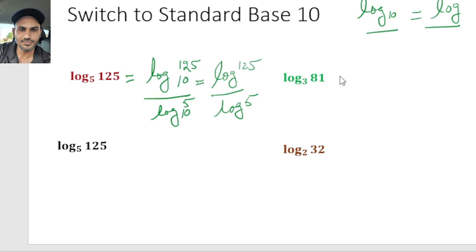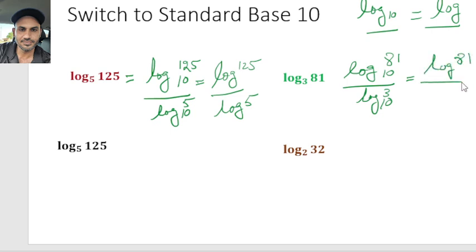So here we are looking at log of 81 with base 10 divided by log of 3 with base 10. And as I said, once we have a base 10, we don't need to write that base. We can just write it as log of 81 over log of 3, because base 10 is the standard base, and it's understood, so we don't put the base 10 there anymore.